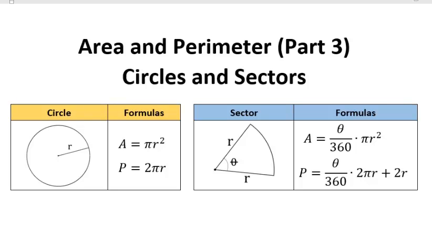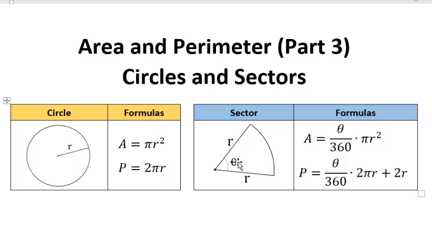Okay, we're solving exercises of area and perimeter. In this case, we're gonna work with area and perimeter of circles and sectors. Something we need to understand is that a sector is basically a fraction of a circle. Think of a pizza and you're gonna understand it. A sector is kind of like a slice of pizza, while a circle is the entire pizza.